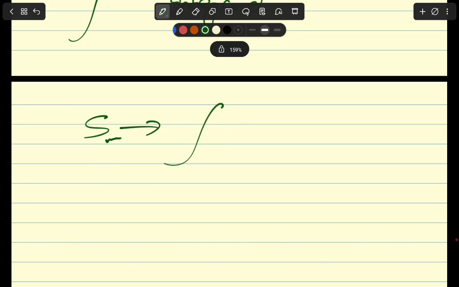Okay, now let's build the first rule. If I ask you to differentiate x to the power 4, let's say this is y, and I want you to find out y prime, this is nothing but 4x cubed.